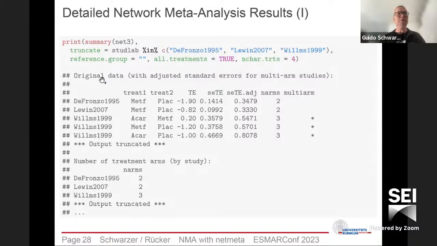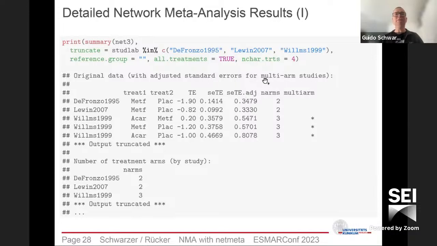And the first bit in this very long printout is the original data that has been used as input to the network meta-analysis. So again, we see the studies and the comparisons. And what's important within the software, these entries are ordered by increasing treatment names. So if the original comparison was metformin versus acarbose, then the software switches these two around and accordingly also switches the sign from -0.2 to 0.2. Otherwise, these are the original treatment estimates and the original standard errors. And here it states that we have the adjusted standard errors for multi-arm studies.